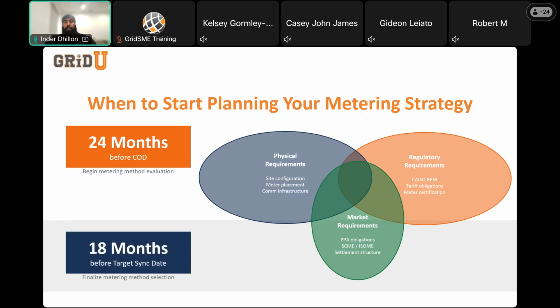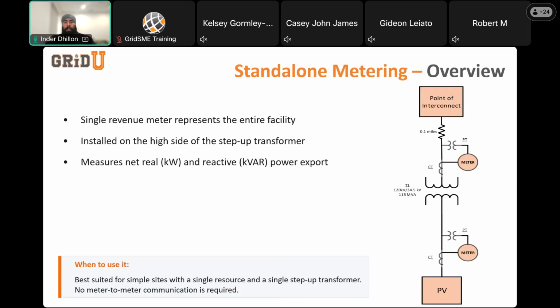The Venn diagram here on the right shows three areas that have to align: regulatory requirements, primarily the CAISO BPM, physical requirements, meaning what the site can actually support, and market requirements, which includes your PPA terms and settlement structure. The optimal metering method sits at the intersection of all three. If any one is misaligned, something has to change, either the metering approach, the design, or the contract. And with that, we'll get started. We'll start with the simplest method, standalone metering.